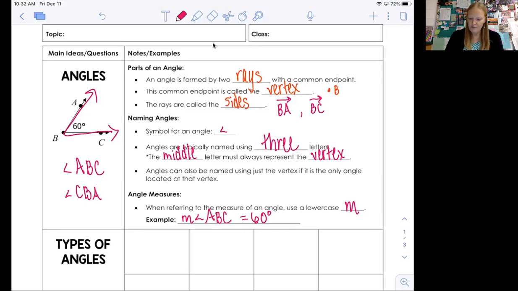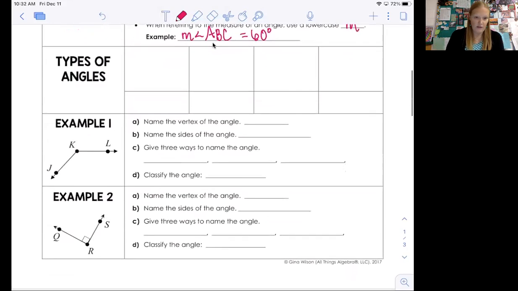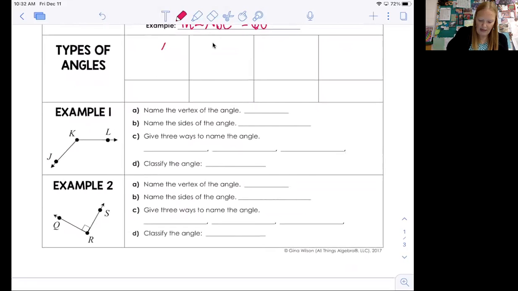Okay, now there's different types of angles, and I know that you guys know these. So this is an angle that is less than 90 degrees. This is an acute angle. So acute is less than 90 degrees. Oh, it's so cute. It's nice and little. That's one way people remember it.